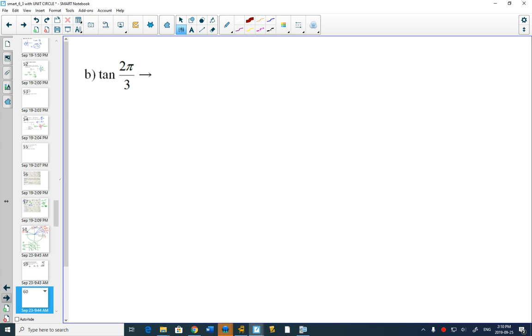So here's our mental math. Tan of 2 pi over 3. What family does that belong to? What's your reference angle? Pi over 3. This is why radians are really nice, because you can find a reference angle so fast. Right? In degrees, you have to do more math to find the reference angle. In radians, reference angle super fast.